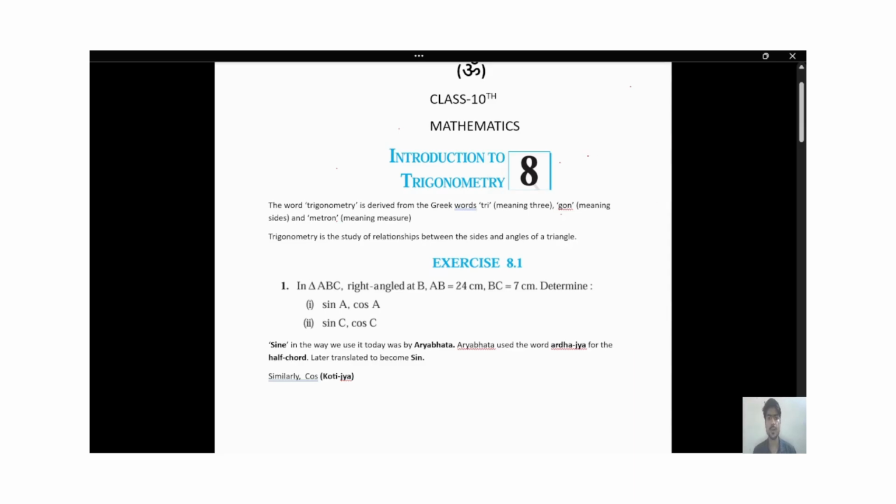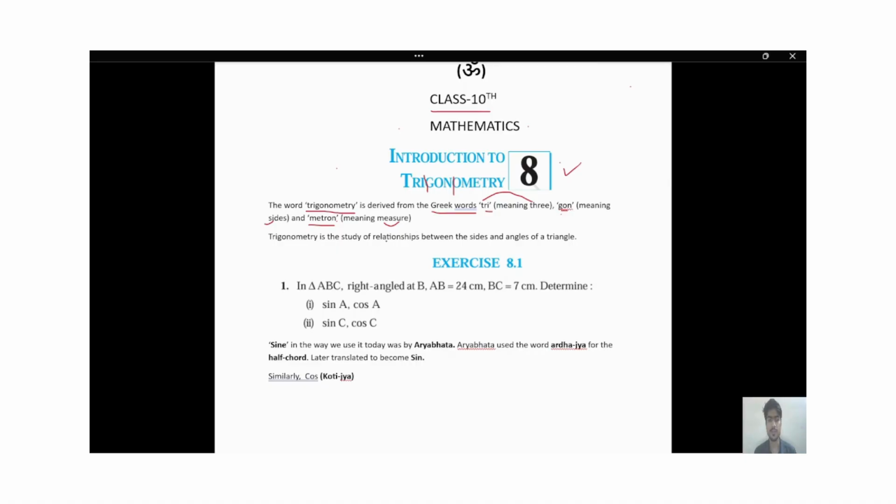Hello friends, today we will learn Introduction to Trigonometry, which is one of the chapters for class 10th Mathematics. Before we move into the questions, let's first understand the meaning of trigonometry and where this word has been derived from. The word trigonometry is derived from the Greek words trigon and metron. Tri means three, gon means sides, and metron means measure. This is the bifurcation of the word trigonometry.